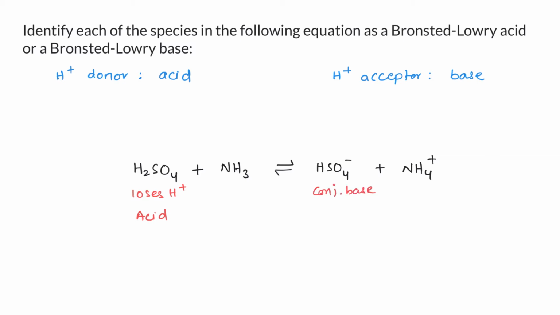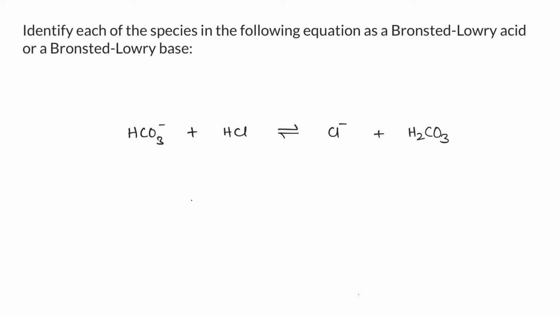base. Similarly, ammonia gains a proton from H2SO4 and becomes ammonium ion, that is NH4 plus ion. So, the ammonia molecule which accepts a proton is the Bronsted-Lowry base, and the ammonium ion is called its conjugate acid. Let us do one more example.